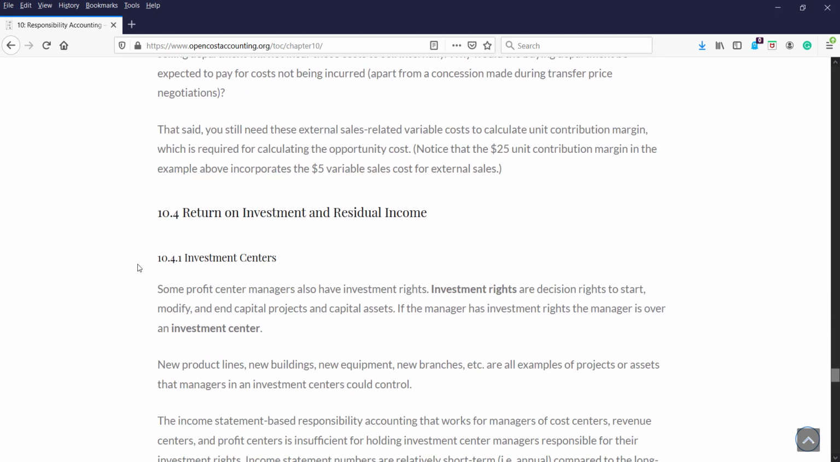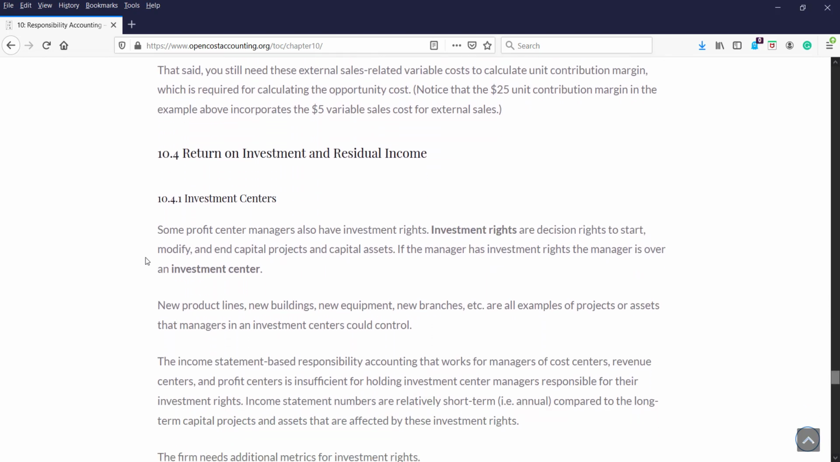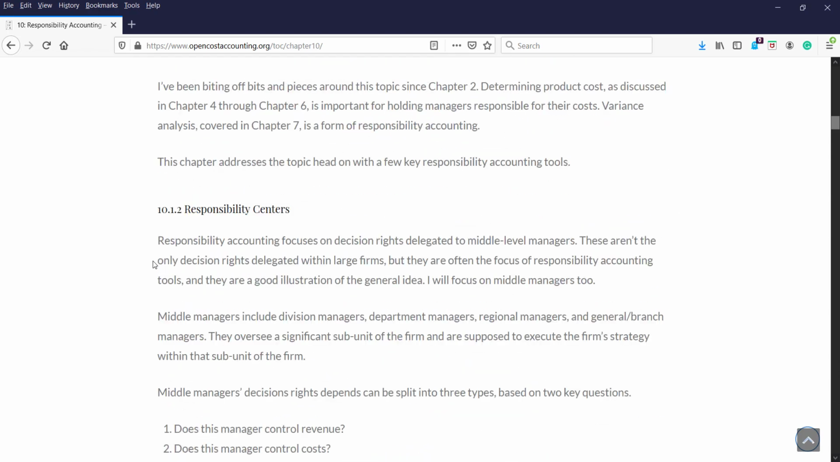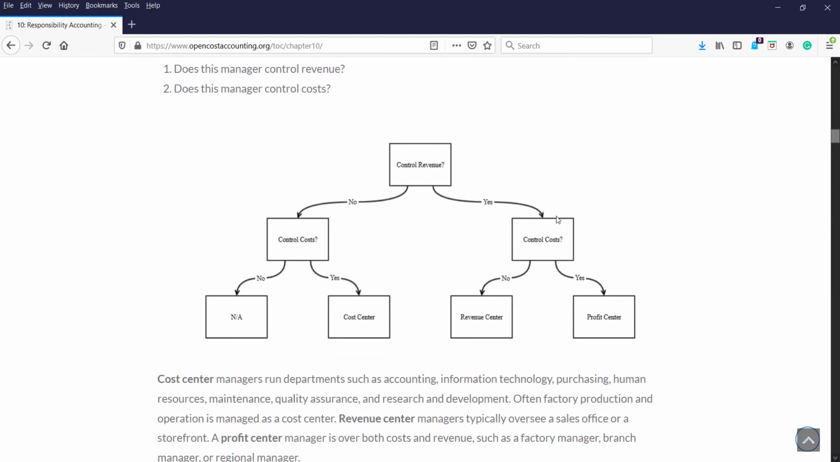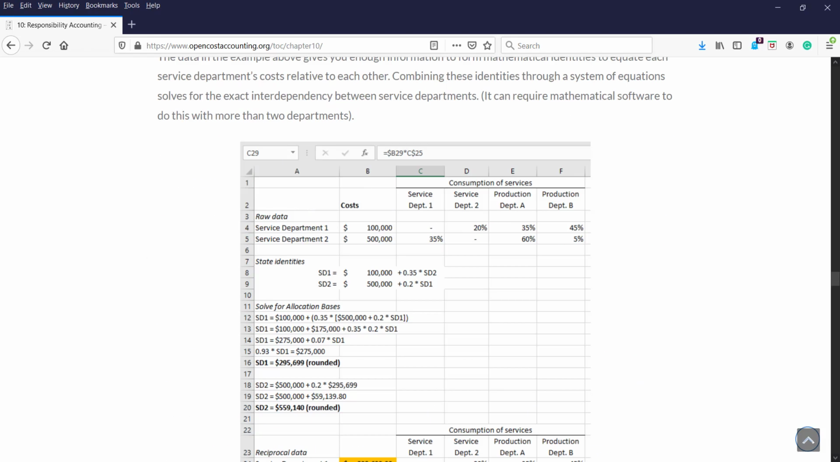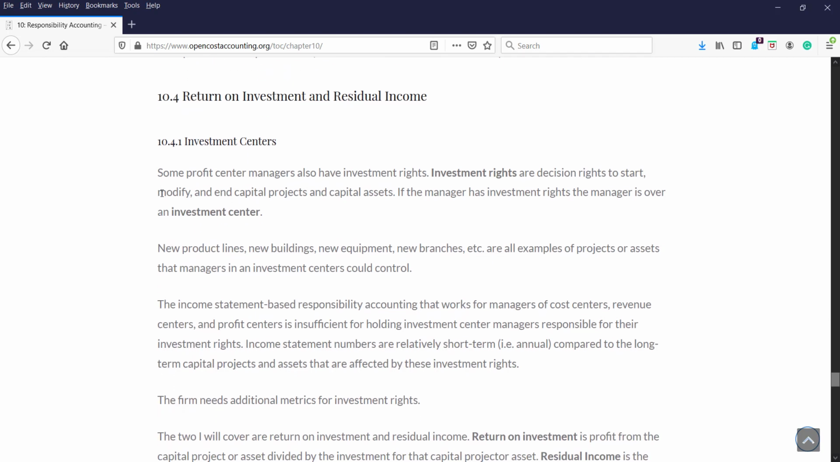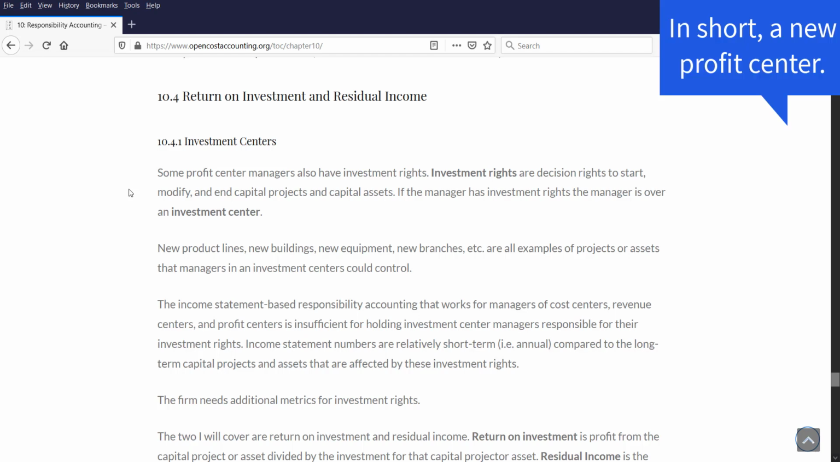Let's move on to the next idea, the idea of return on investment and residual income, because we need to talk about investment centers. So in addition to the very top flow chart I showed you, in addition to the idea of do you control revenue and do you control costs, you also have a different style of decision that you can make, which is an investment decision. The question of do you have the ability to start, modify, or end capital projects or capital assets? The idea that can you build? Do you have the authority to build a new restaurant, a new manufacturing plant, and so on and so forth?